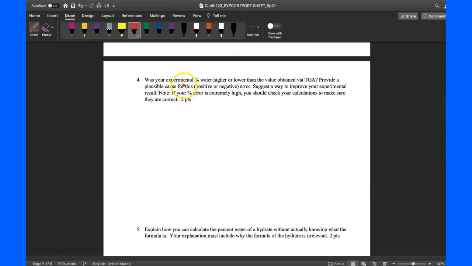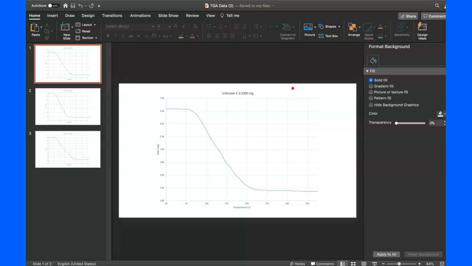In question 4 of your report, you're asked, was your experimental percentage of water higher or lower than the one obtained via TGA? Now, to answer this part, you will want to go to Moodle and look for the data for TGA.